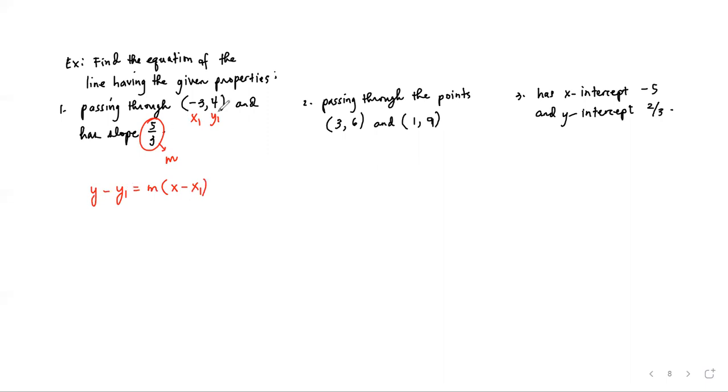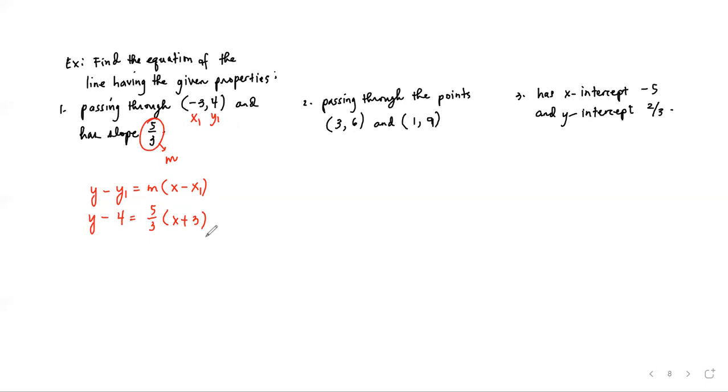So substituting the appropriate values, we get y minus y sub 1, which is 4, equals the slope, which is 5 over 3, and then we multiply it by x minus the value of x sub 1. Now, since x sub 1 is negative, then x minus a negative number will give us x plus positive 3.